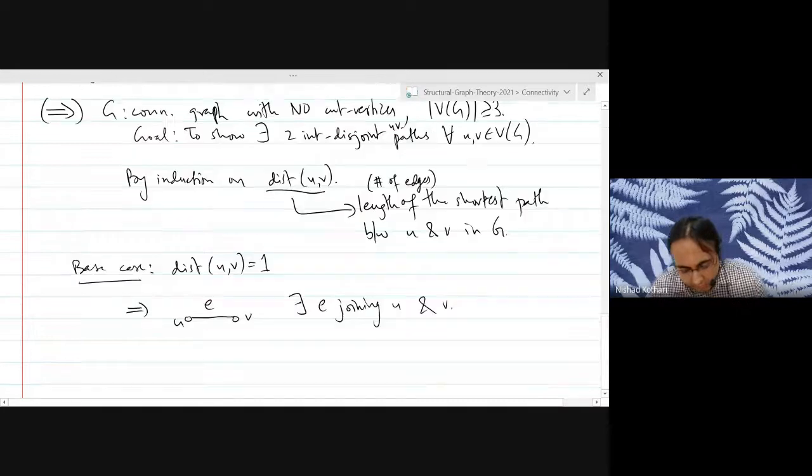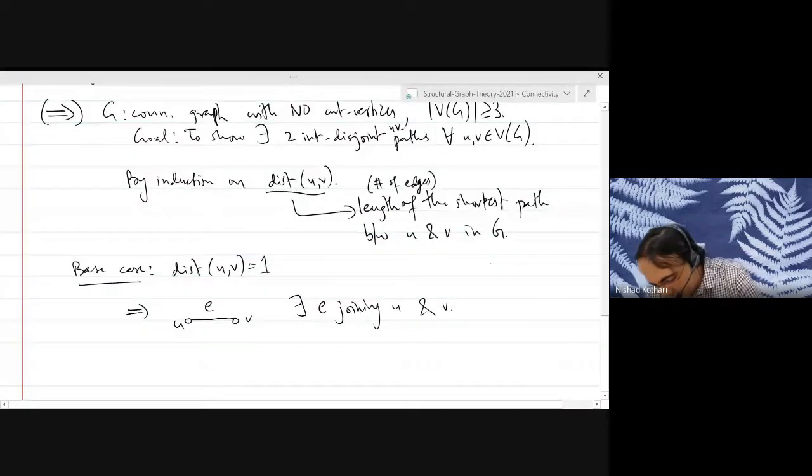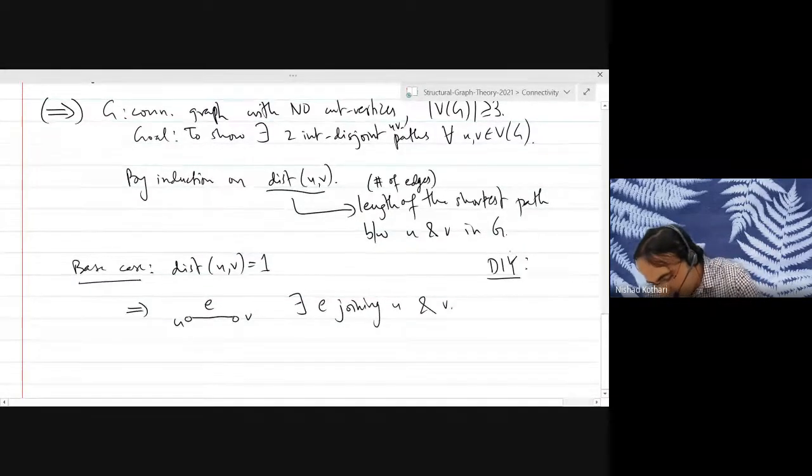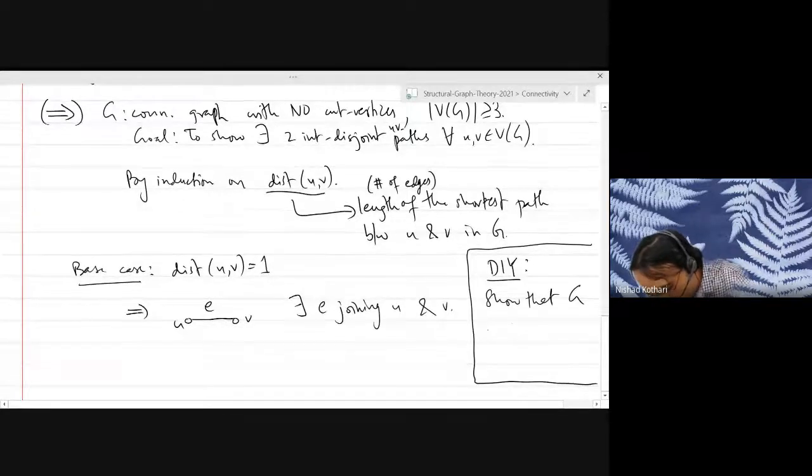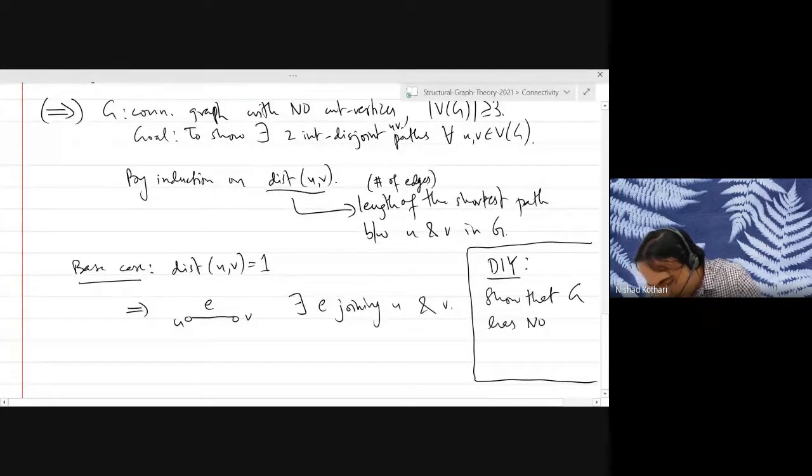I'll give you a small do-it-yourself again, which is again quite easy. Show that this graph does not have any cut edges. So that G has no cut edge. It has no cut vertex. Using this, you show that it has no cut edge.